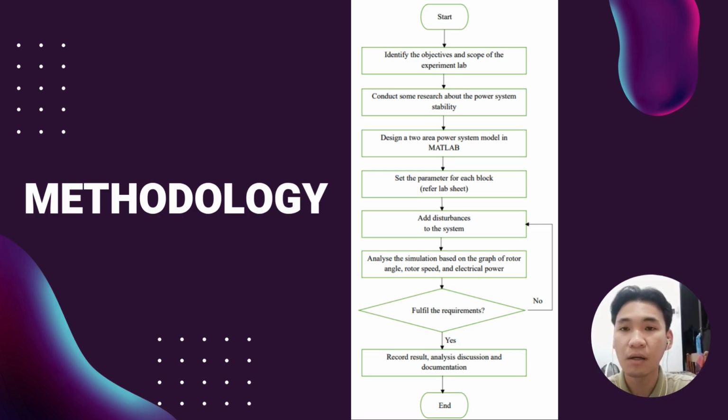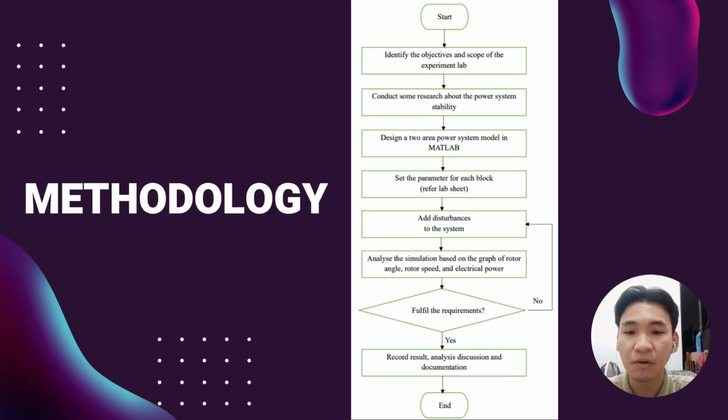So we will continue with the methodology. The first step, we identify the objective and scope of the experiment of this lab, and then we do some research about power system stability. After that, we design a 2-area power system model in MATLAB Simulink, and we set the parameters for each block, where the parameters are defined in the lab sheet.